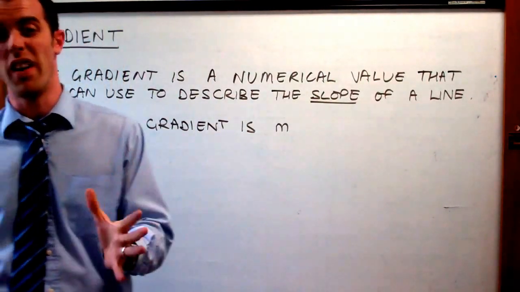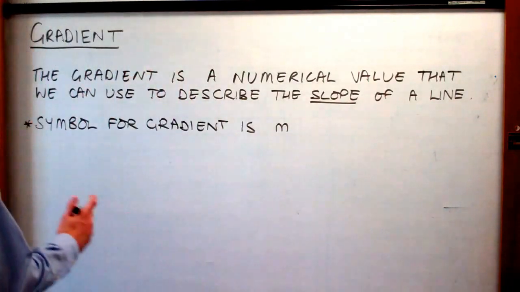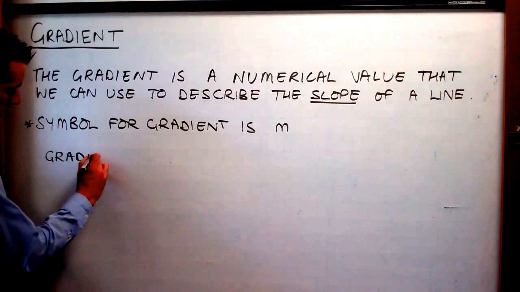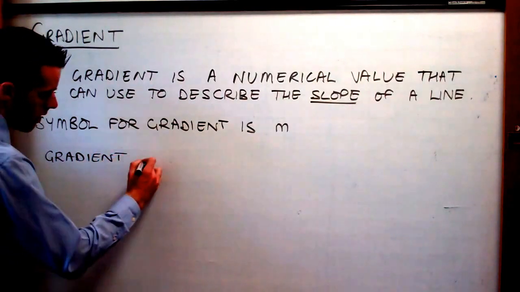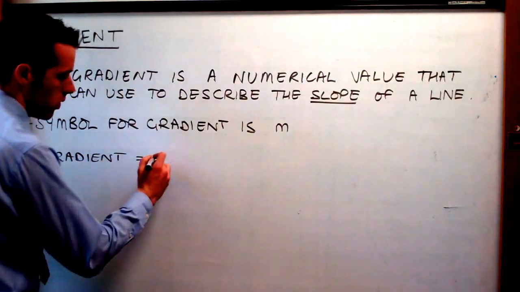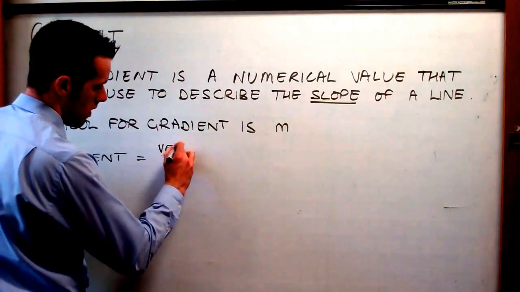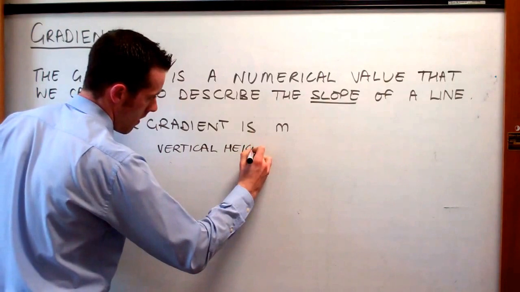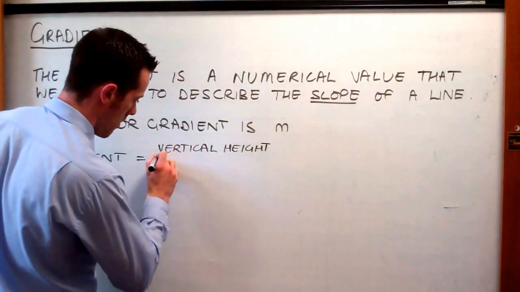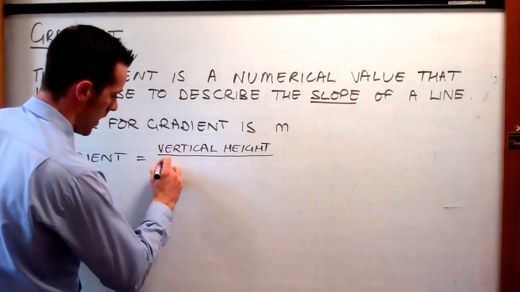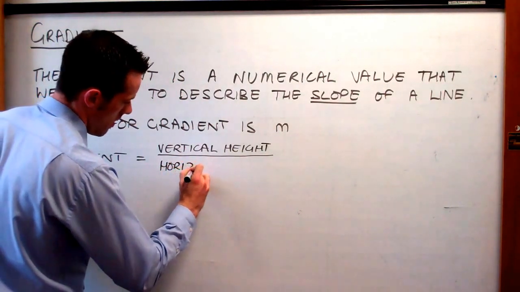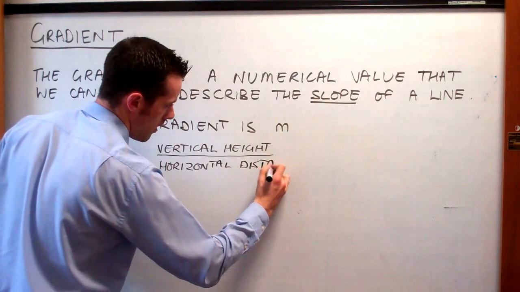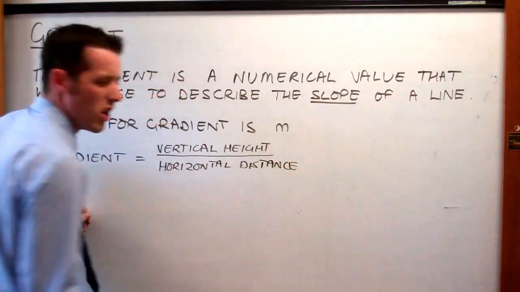So how do we actually find the gradient of a line? Well, the gradient is equal to the vertical height divided by the horizontal distance. Now, what does that really mean?